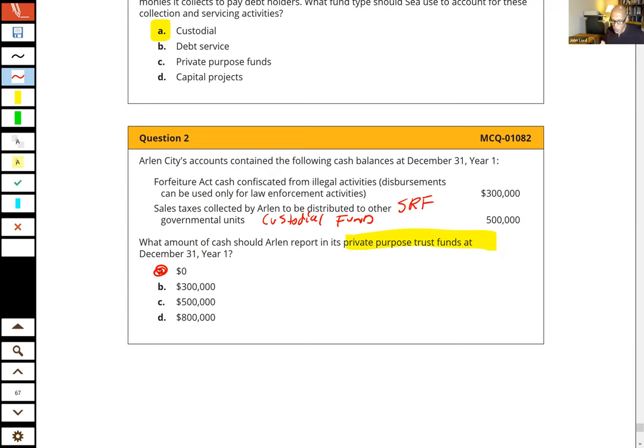A couple of you wanted to pick that first one, and I could see why, because you're thinking, well, isn't this kind of like taking money and using it for the cops' kids or something? But no, when we had money that was being used for the cops' kids, that was a situation where we had a private entity, and then they turned the money over to us, and then we used it for the cops' kids, not for law enforcement activities. It's being used for the benefit of somebody else. Law enforcement activities means it's being used for an activity of the government. That means it's a special revenue fund.